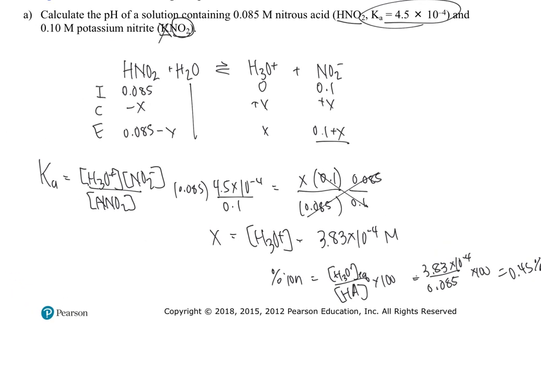Great. So then to find the pH, I'm going to do negative log of hydronium. So negative log of that value. Negative log of 3.83 times 10 to the negative 4 equals pH of 3.41. Okay, that's the process.